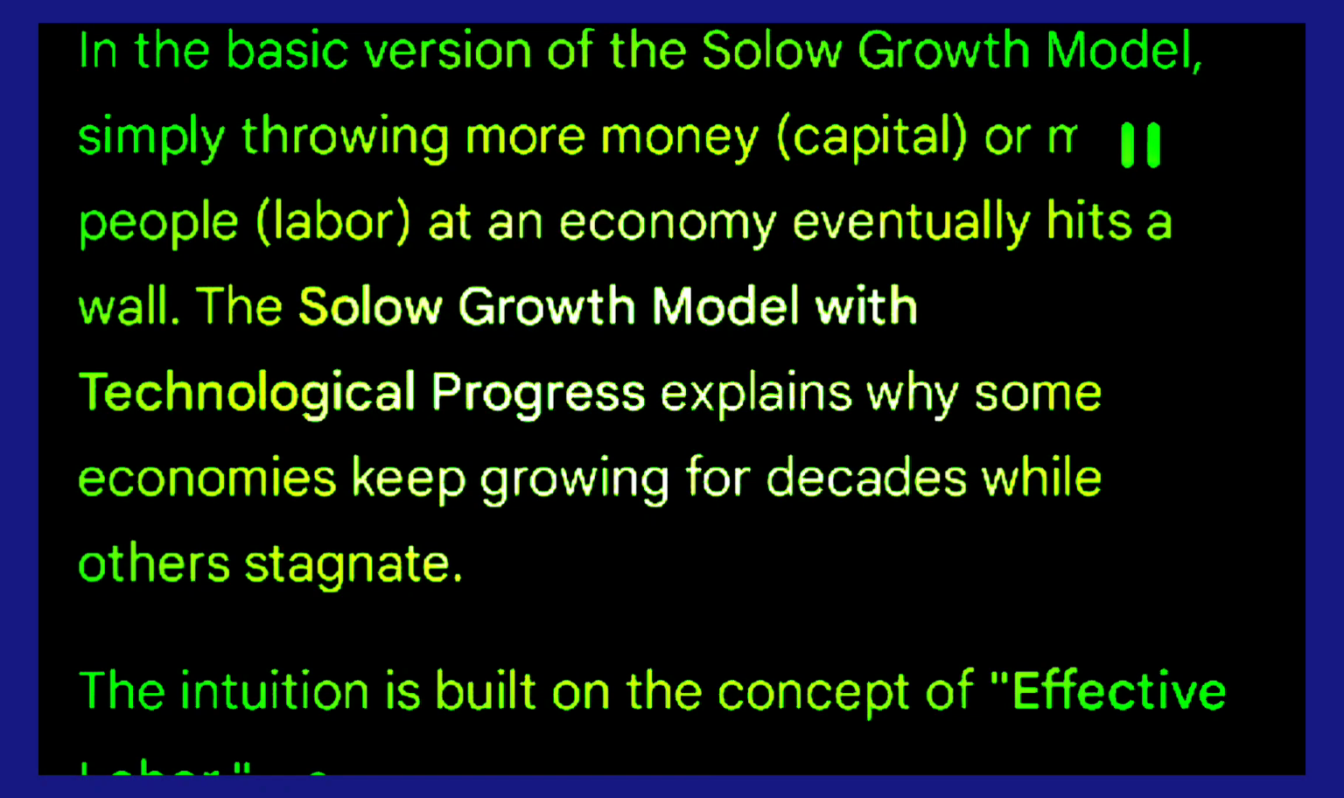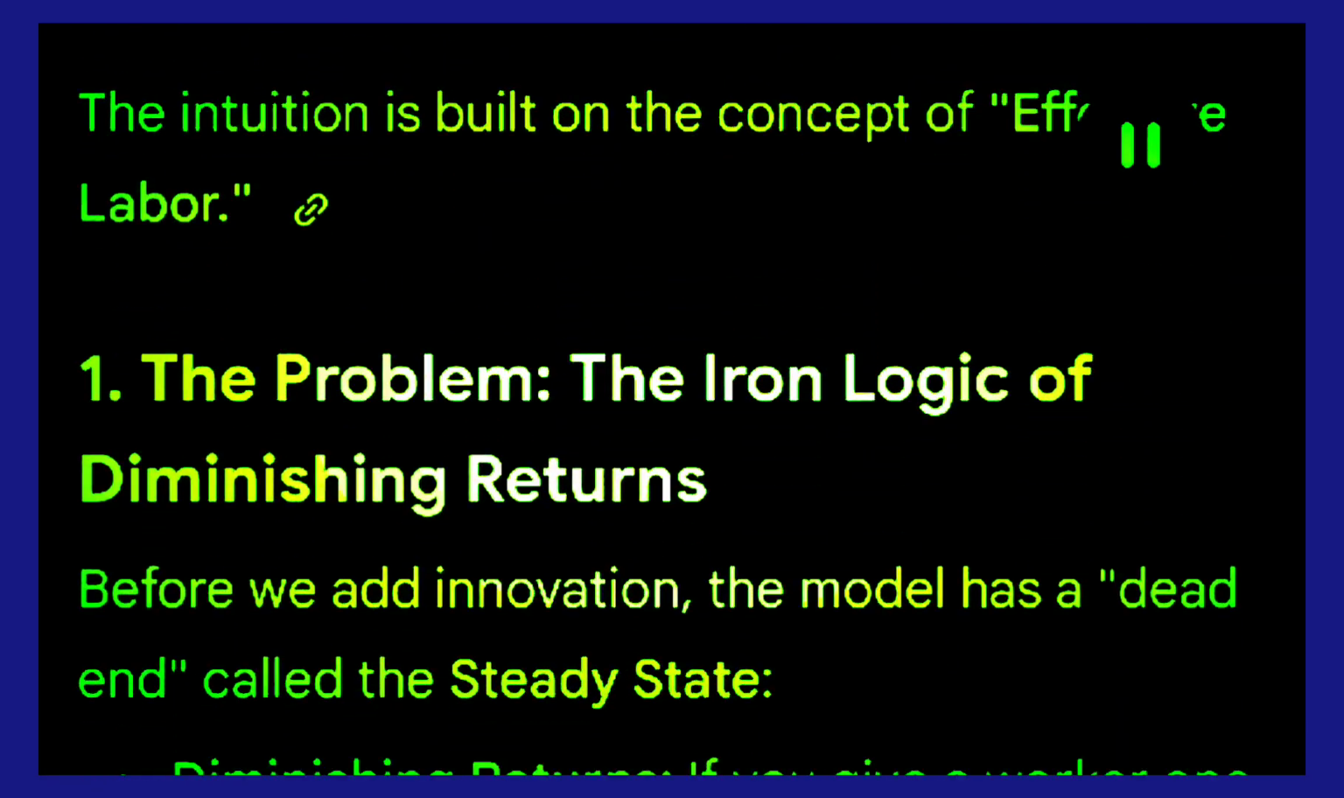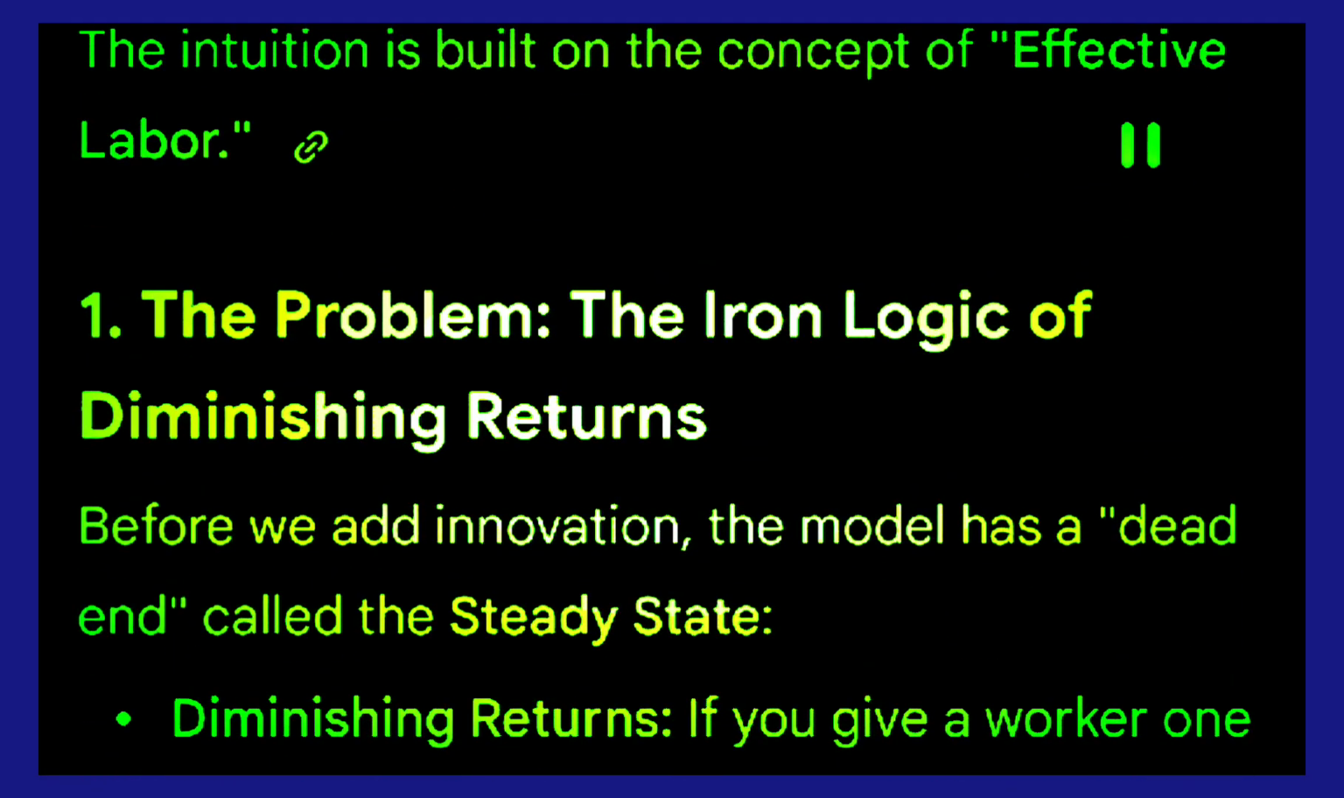In the basic version of the Solow growth model, simply throwing more money, capital, or more people, labor, at an economy eventually hits a wall. The Solow growth model with technological progress explains why some economies keep growing for decades while others stagnate. The intuition is built on the concept of effective labor.